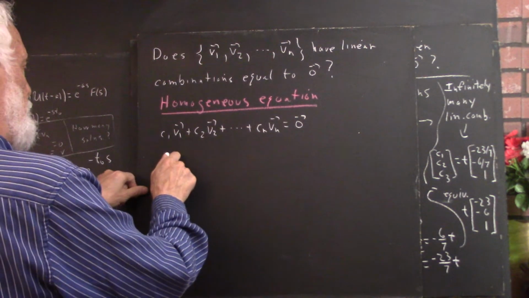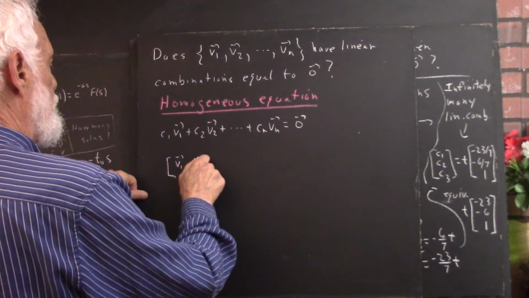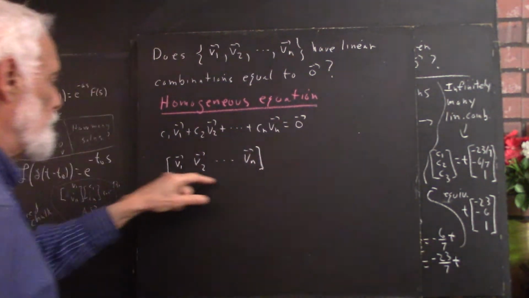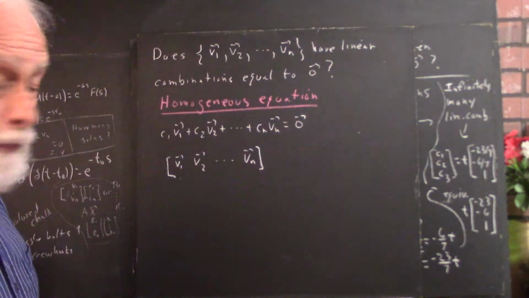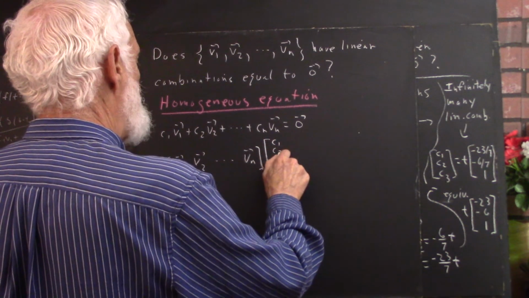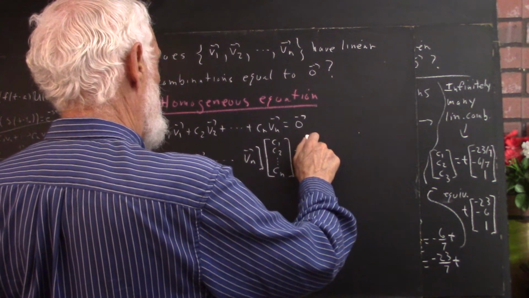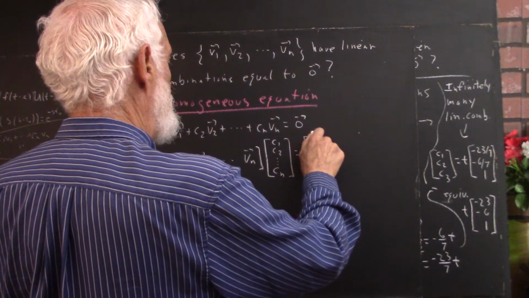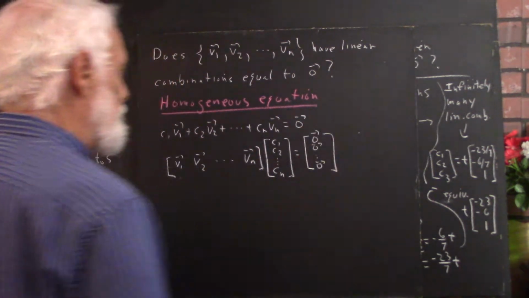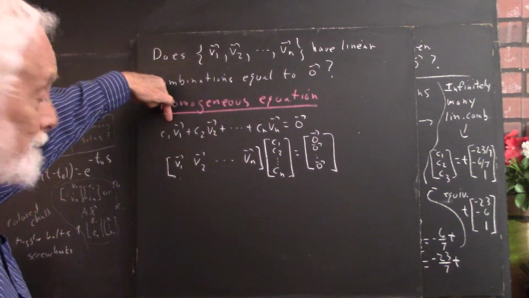And we could write that compactly in matrix notation as the matrix whose columns are your vectors V1 through Vn times the column vector C1, C2 down through Cn equals a column of zeros, and there are as many zeros here as there are numbers in each of your vectors.